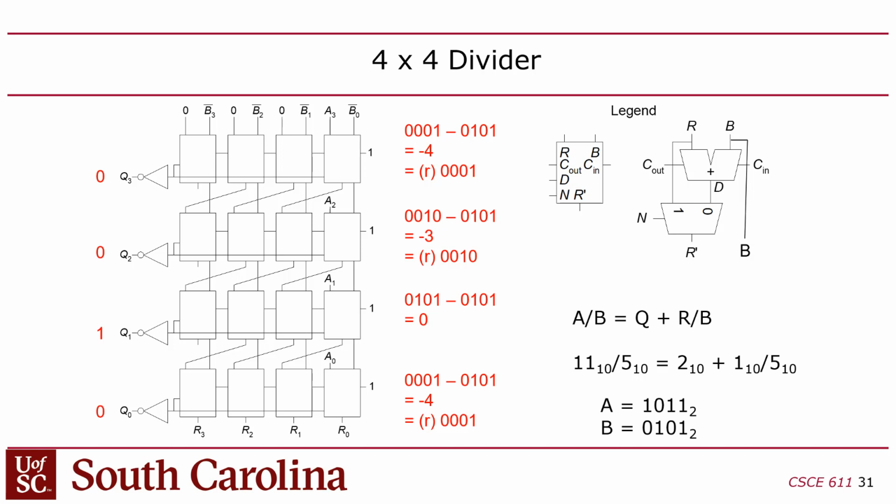It's not really that bad if you understand what's going on in the circuit. The only thing that I think is confusing about this is the fact that the dividend is being shifted to the left. The dividend, A, is being shifted to the left, right? Makes sense?